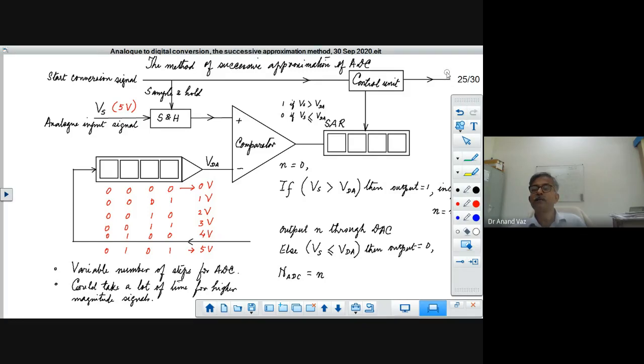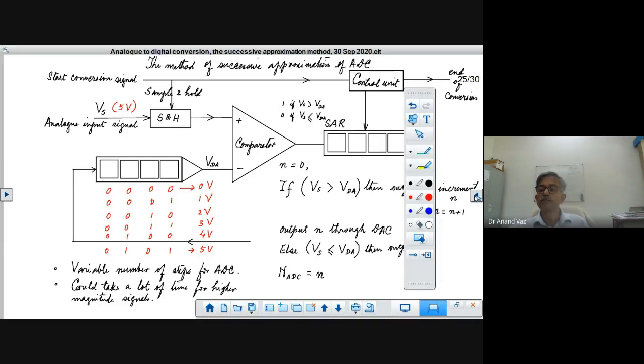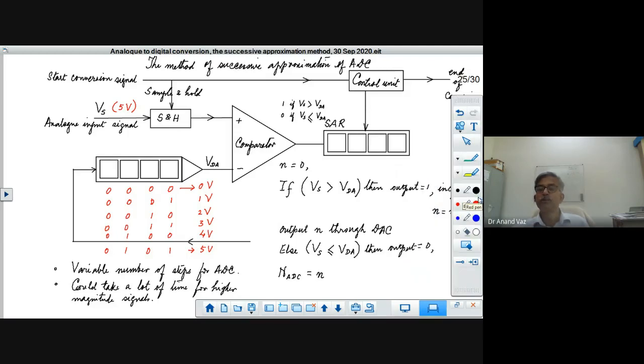We need a signal for that: end of conversion. When the conversion ends, the contents of the successive approximation register have to be latched. So that indication has to go from the control unit.